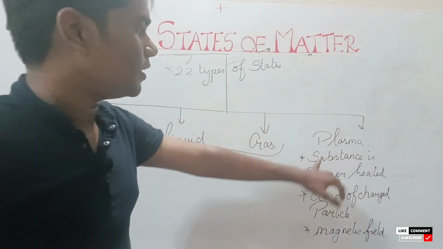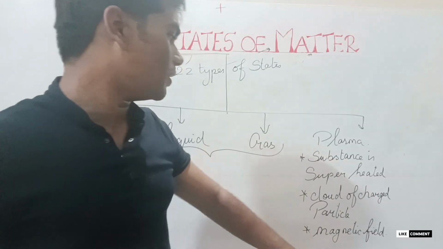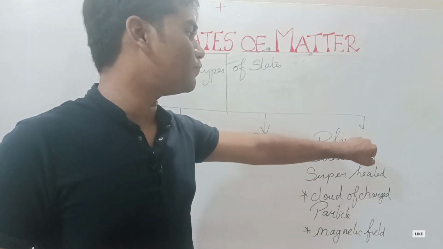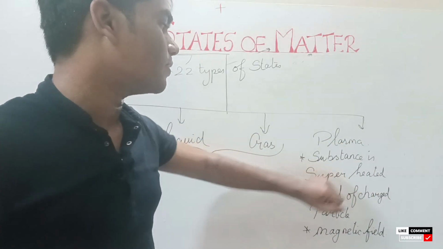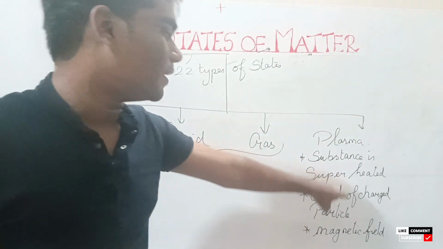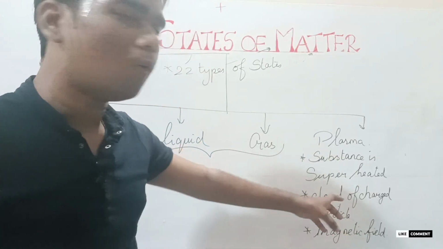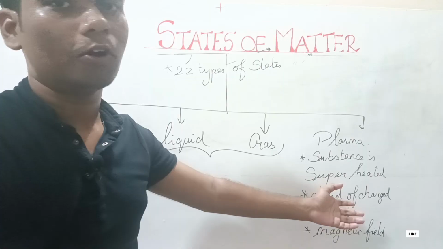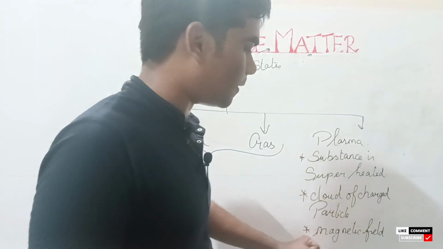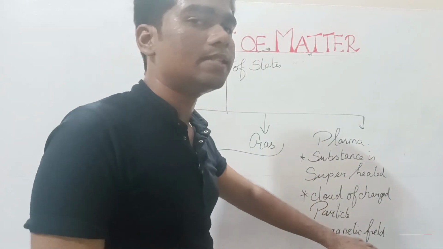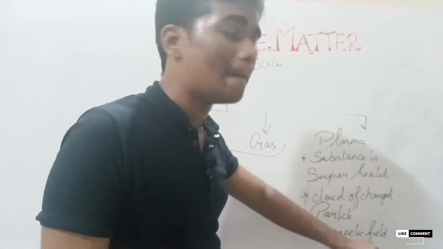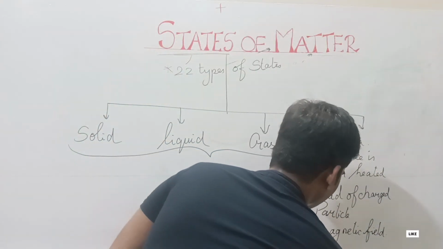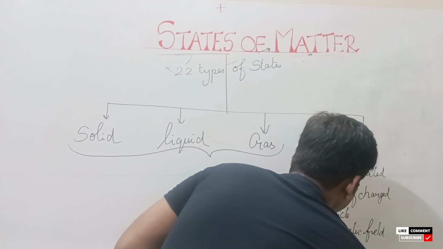So if you see plasma, you need to remember these 3 points. What are they? The first is that it is formed when the substance is superheated. And the second is that it is a cloud of charged particles. What are those charged particles? They are electrons, protons and so on. When these charged particles are moving, they produce a magnetic field around them. The best example of plasma is lightning.